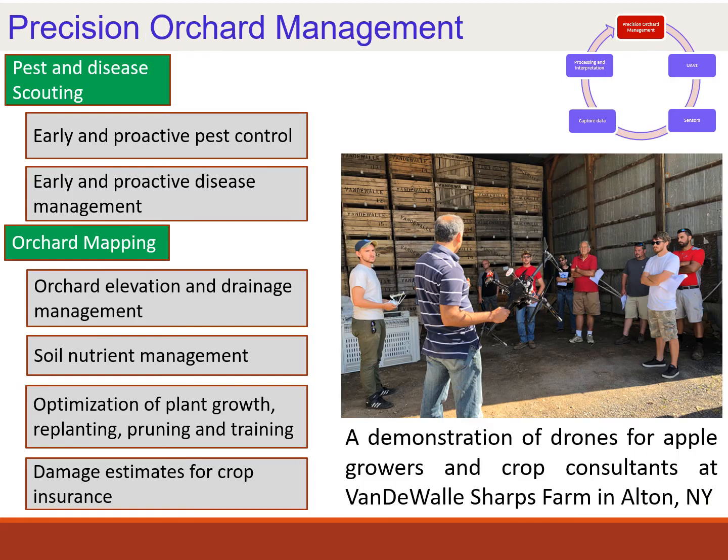In summary, UAVs and sensors can be used for early and proactive pest control, early and proactive disease management. UAVs and sensors can also be used for orchard elevation and drainage management, soil nutrient management, optimization of plant growth, replanting, pruning, and training, and estimation of damage for crop insurance.